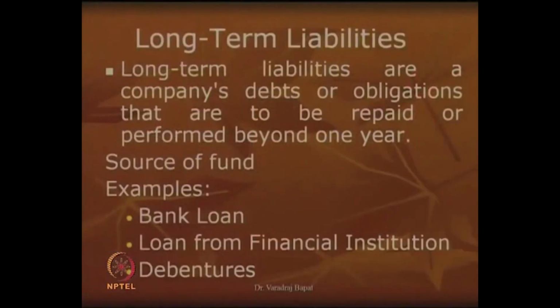Sometimes instead of approaching a bank, I may approach many people and they may give me a loan. In turn, I give them a document which is proof that I have taken a loan from them. That is known as a debenture. This is also an example of a long term liability. So, 3 examples I have given: bank loan, loans from institutions and debentures.